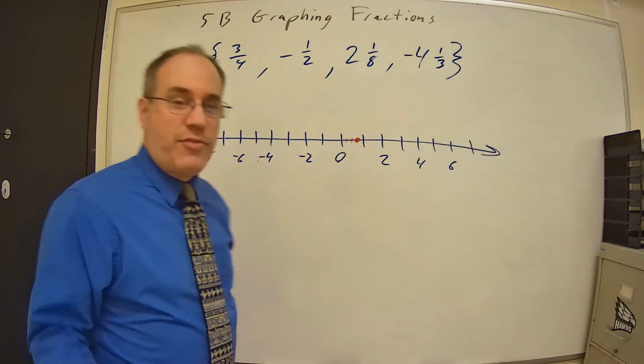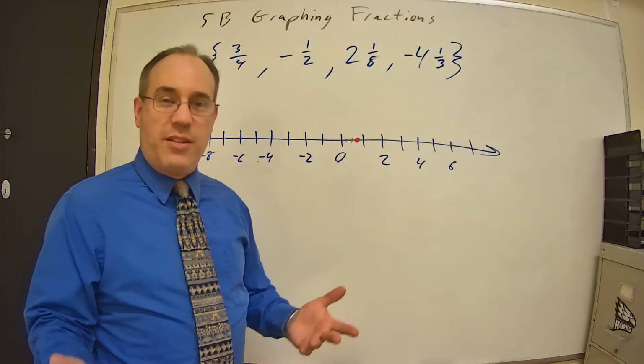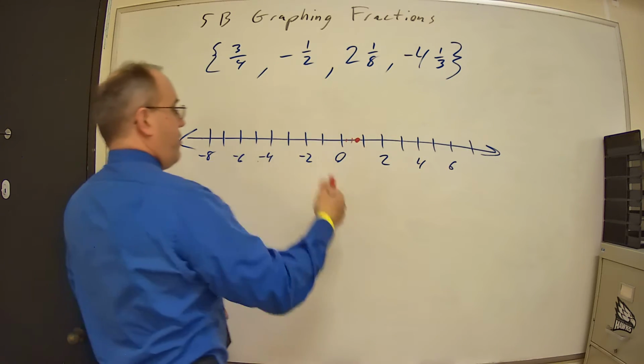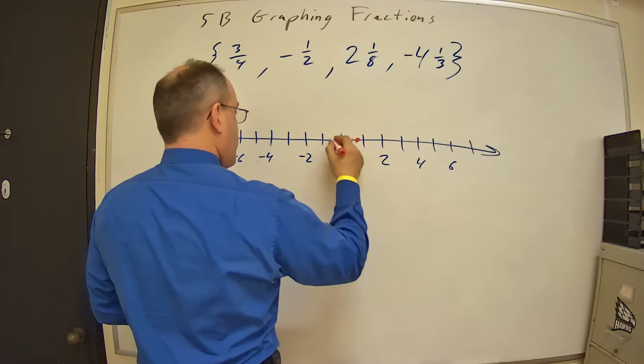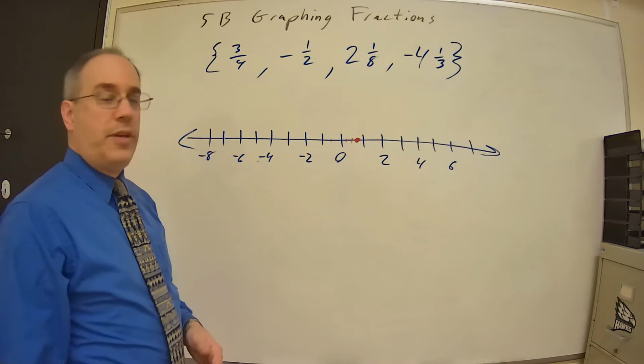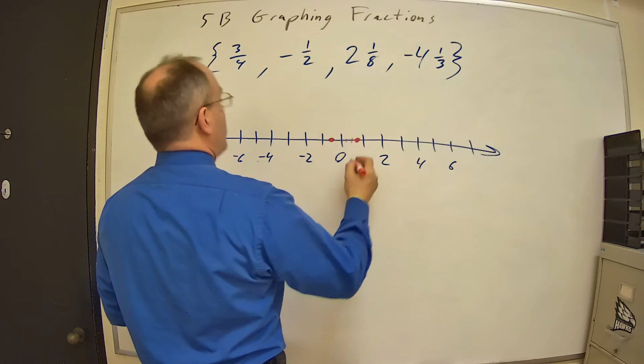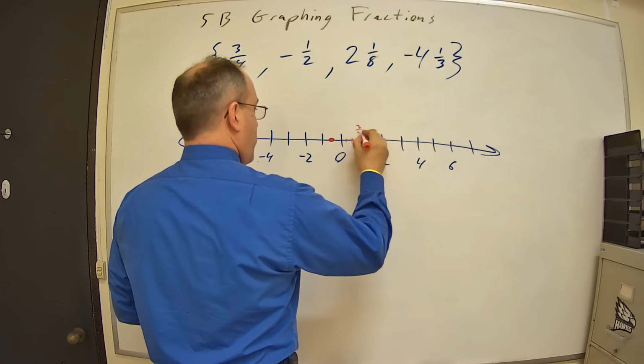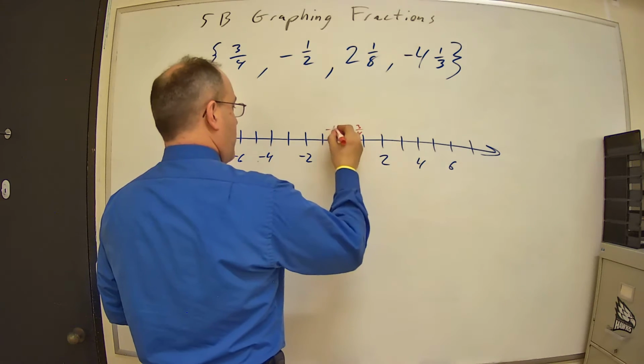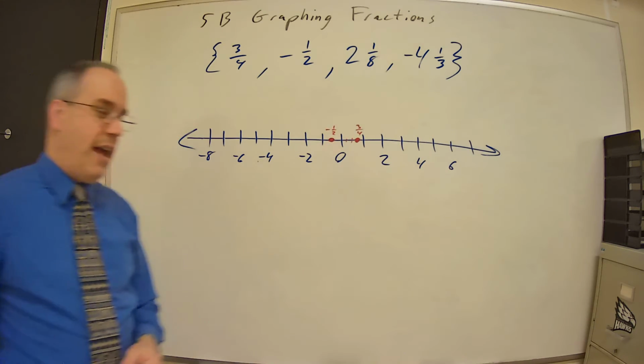-1/2, well 1/2 is between 0 and 1, right? It's less than 1, but it's negative, so I'm going this way, so that means I'm just going to break it into 2 pieces. Well, that's 1 out of 2 pieces, so -1/2. So let me put these here, so that's 3/4, -1/2.